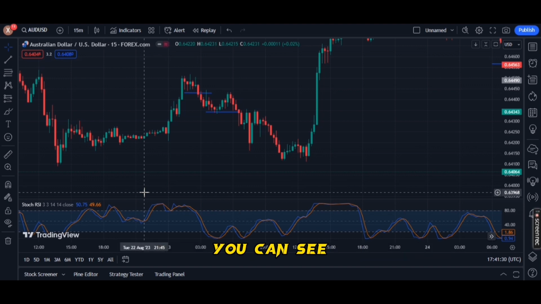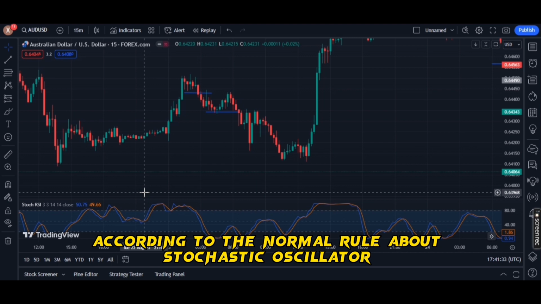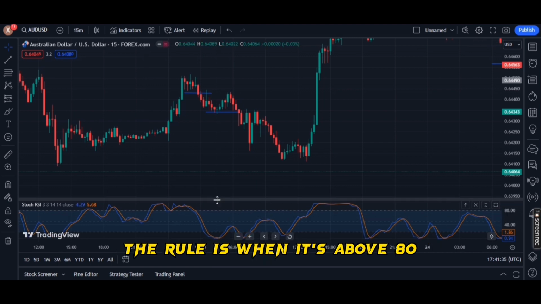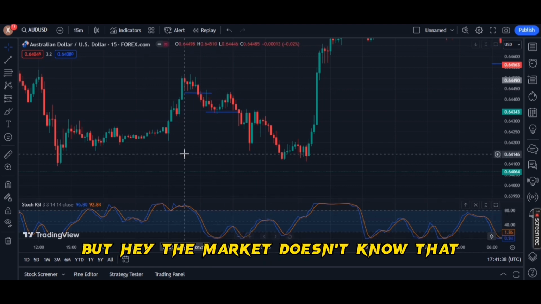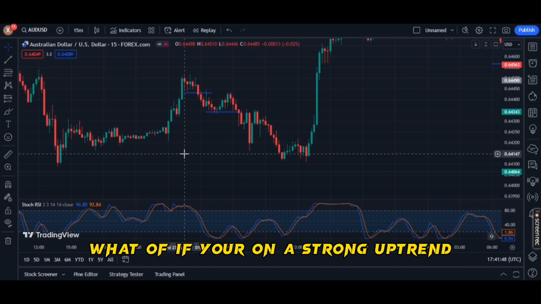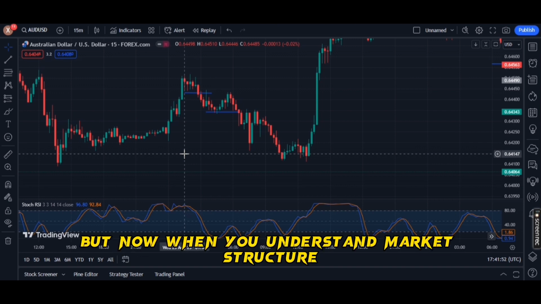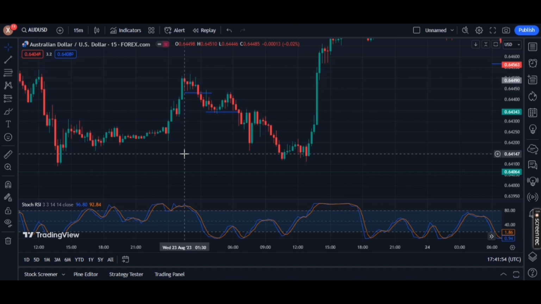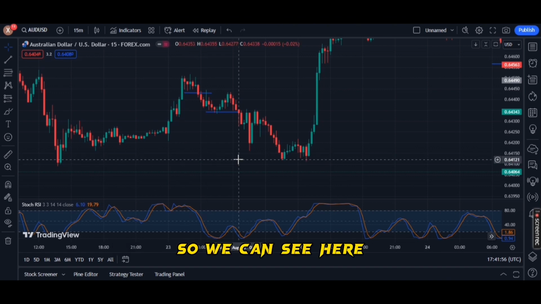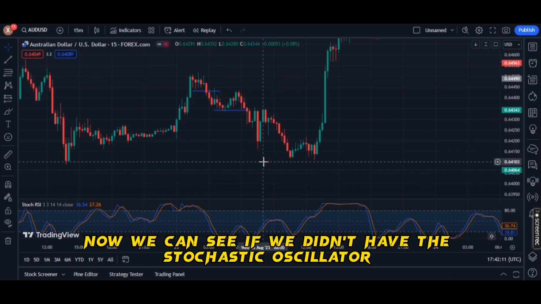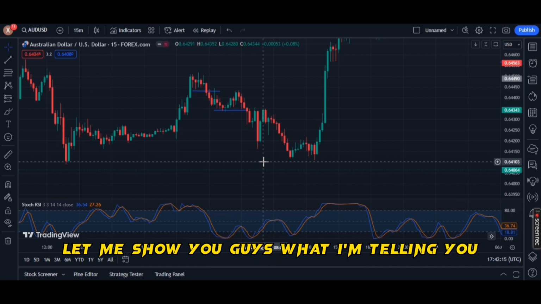You can see, according to the normal rule about the stochastic oscillator, when it's above 80 it's overbought, and when it's below 20 it's oversold. But hey, the market doesn't know that. What if you are in a strong uptrend? You will be waiting for overbought, and you will never get it. But now when you understand market structure, you apply it. Let me show you what I'm saying. So we can see here, if we didn't have the stochastic oscillator, let me show you guys what I'm telling you.